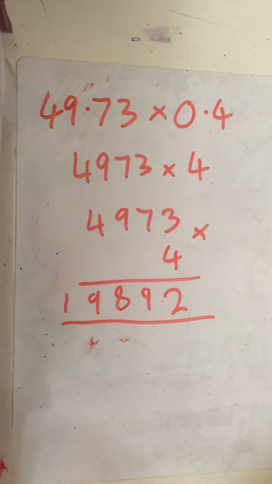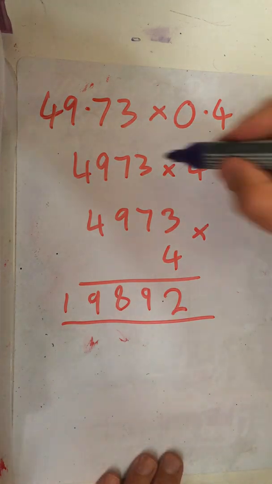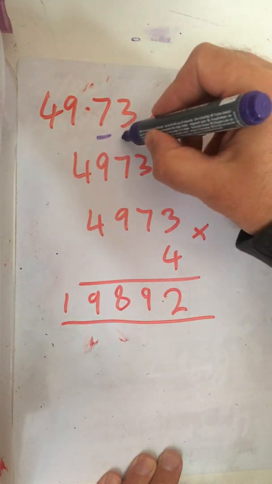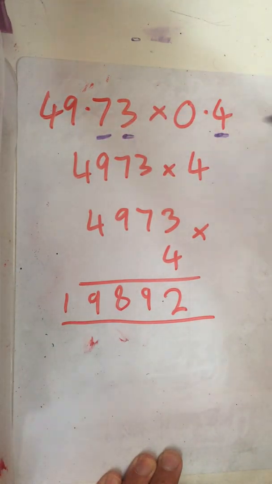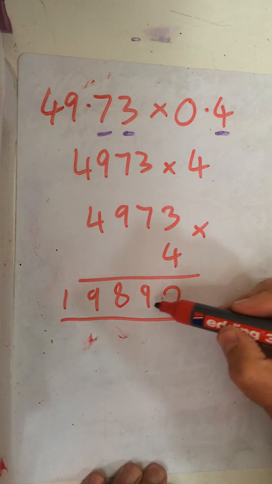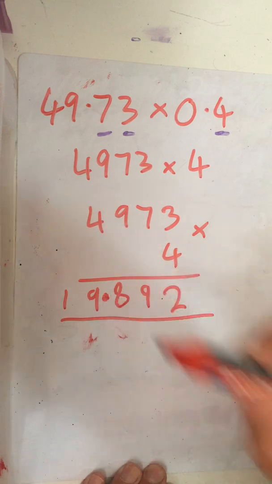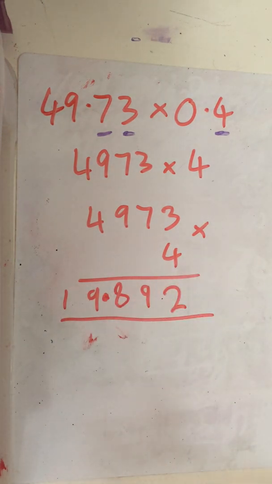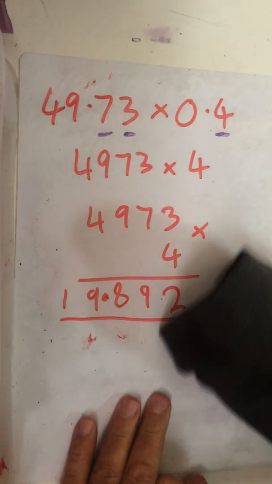Now, once again, I'm going back to my question. And I know I've got 1, 2, 3 numbers after the decimal point in the question. So therefore, I need 1, 2, 3 numbers after the decimal point in the answer. Okay. Just do quickly one more of those.